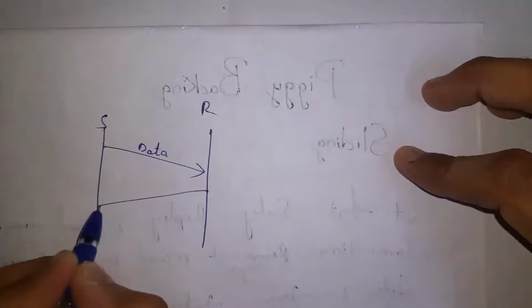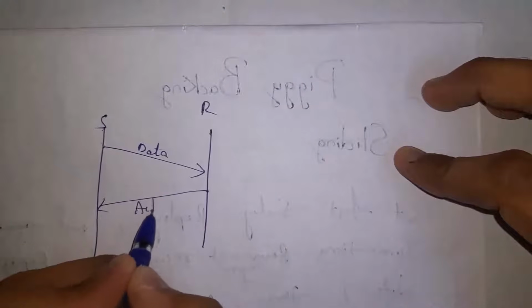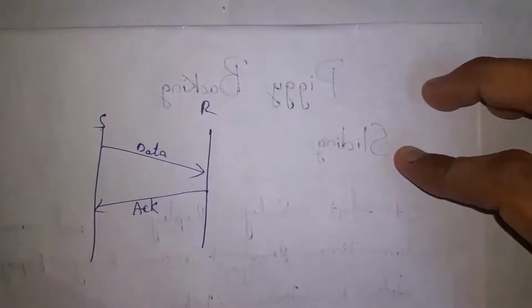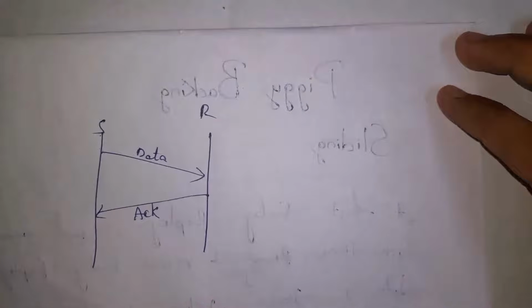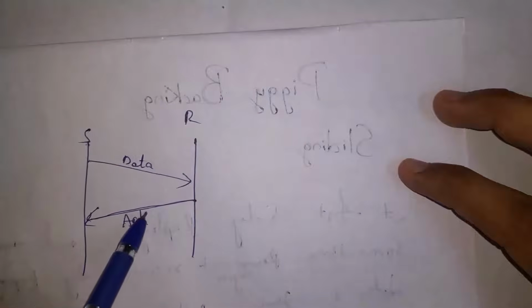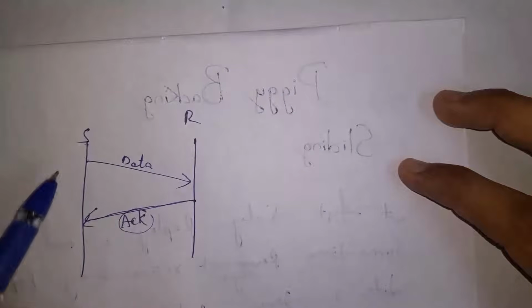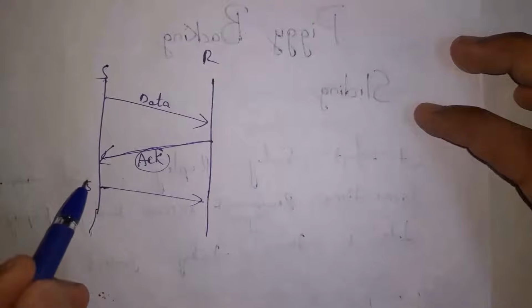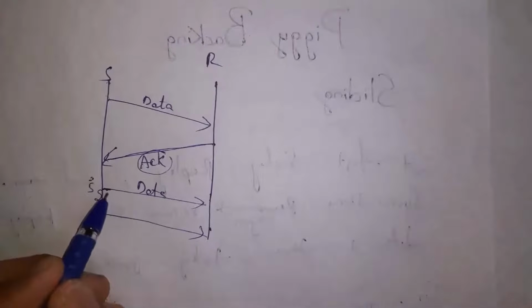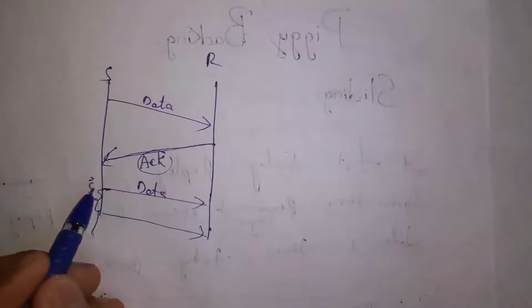Whenever the sender sends data to the receiver, the receiver will send an acknowledgement. Acknowledgement is nothing but a reply message. The receiver will give a reply whether data is received correctly or not. If the sender receives an acknowledgement, then the sender will understand that data has successfully reached the receiver. So whenever the sender doesn't receive an acknowledgement after sending data, the sender will wait some time.